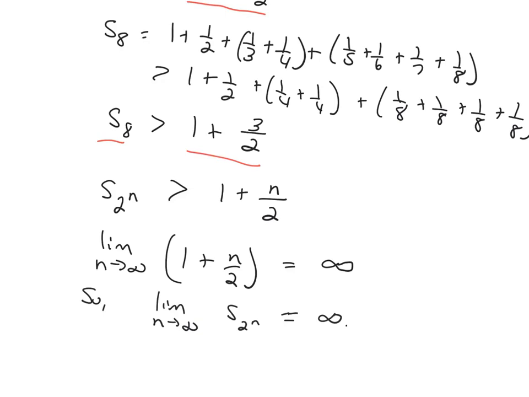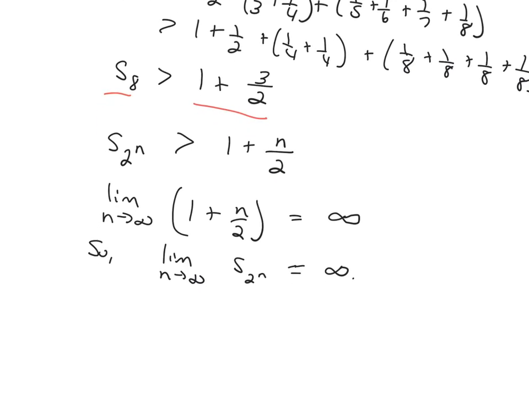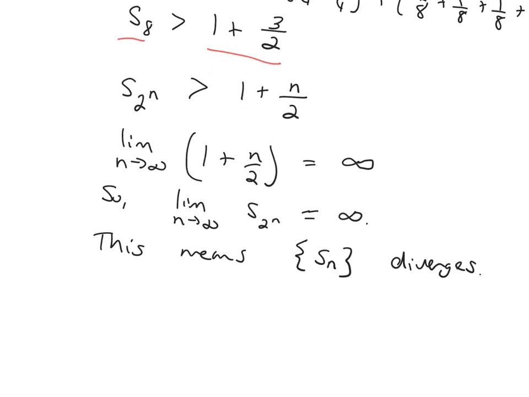This means that my partial sums can't converge. This means that the sequence S sub n diverges, and when your sequence of partial sums diverges, your series diverges, okay? So the series 1 over n diverges.